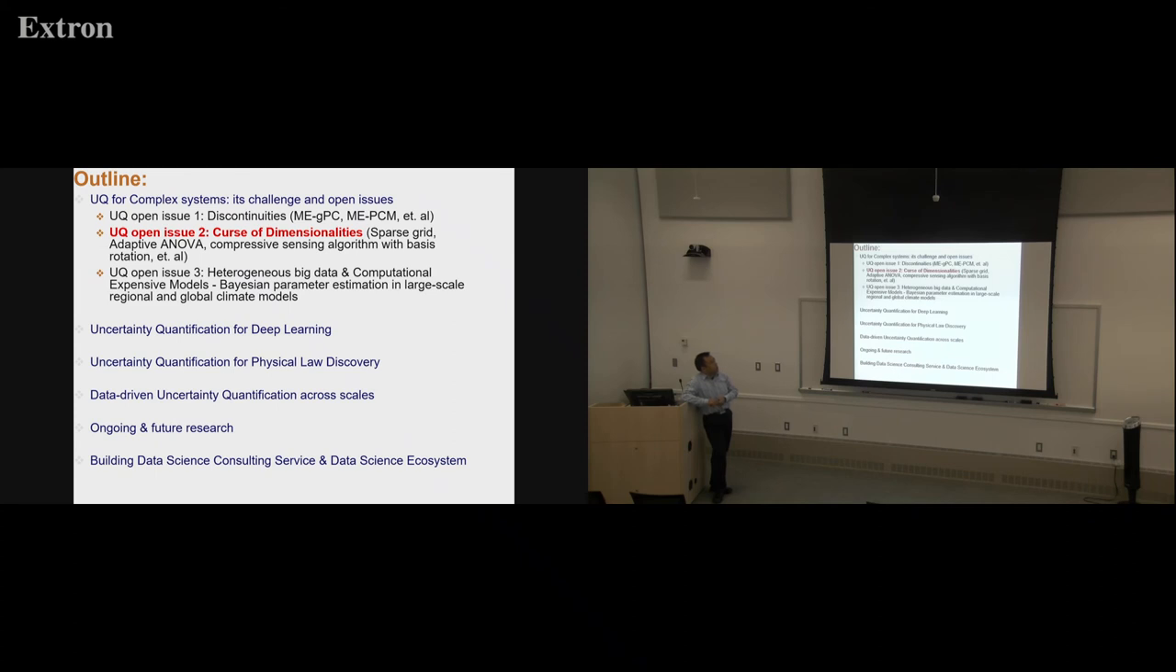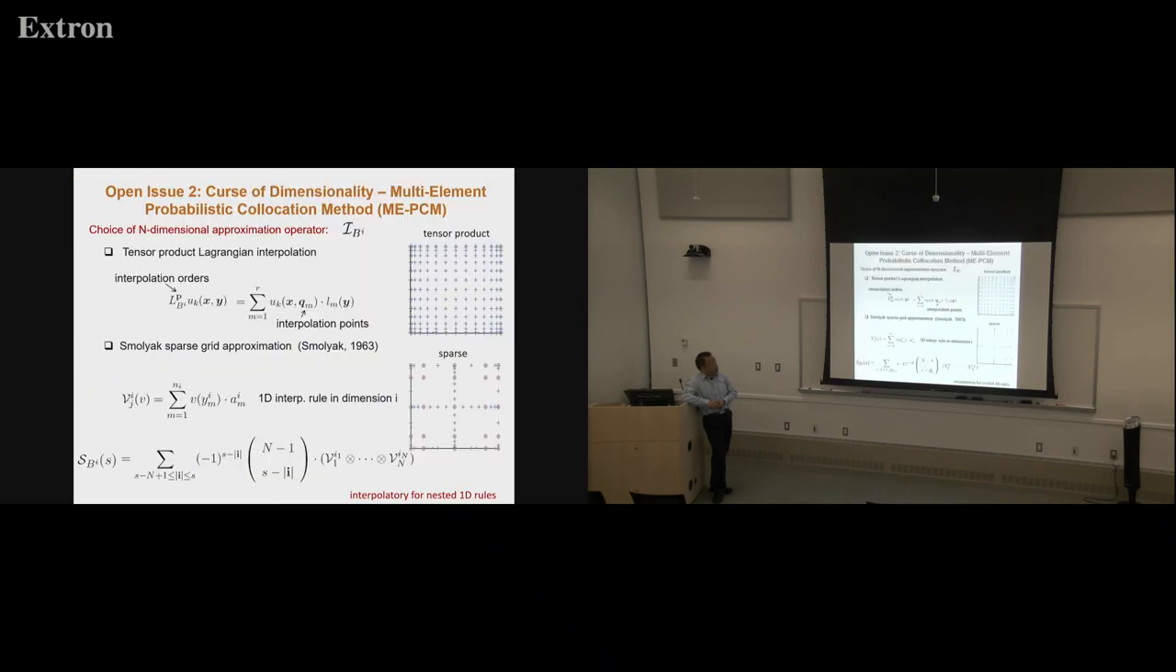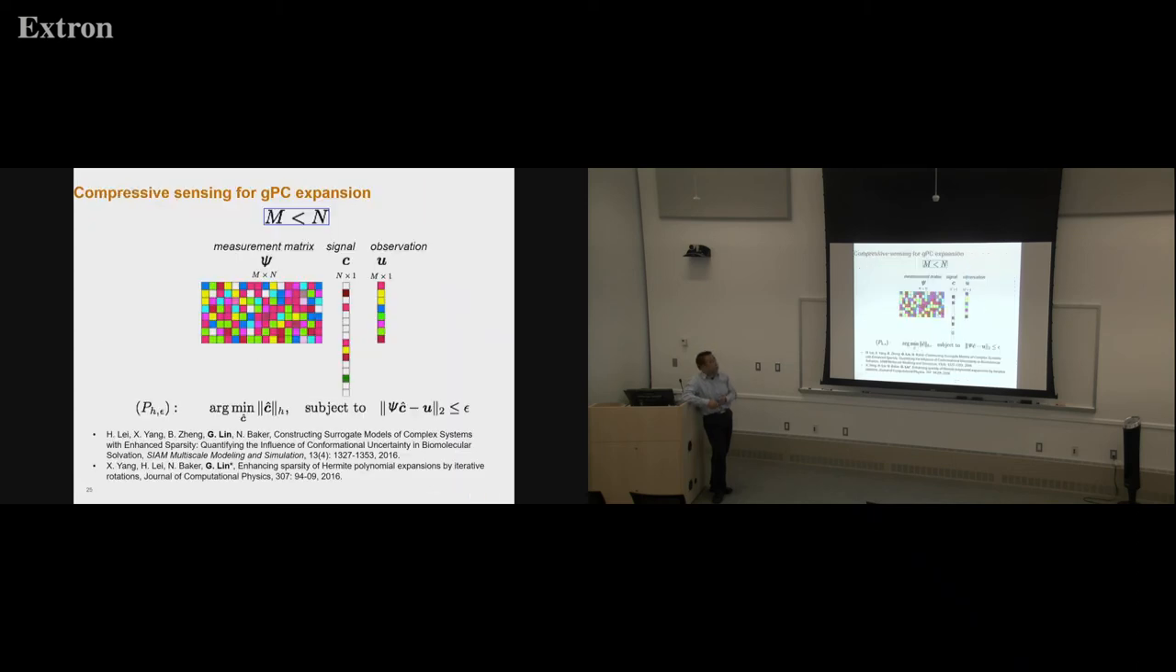So the second issue with UQ is the so-called curse of dimensionality, the basic high-dimensional problem. To address it, we have developed a series of papers, such as sparse grid, adaptive analysis of variance, and compressive sensing with basis rotation. First, I will show you the sparse grid algorithm. Instead of the full tensor product, we use a sparse grid, sparse quadrature points, to achieve similar accuracy but greatly reduce the computational cost.